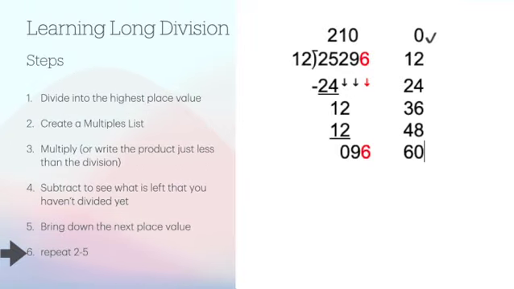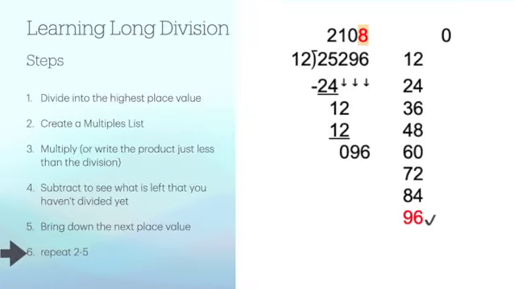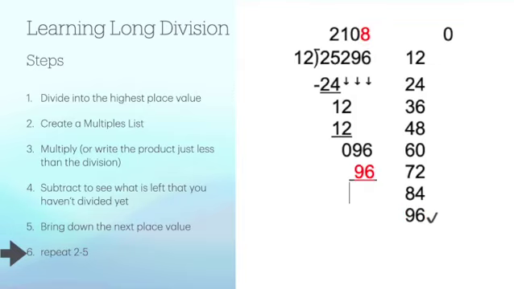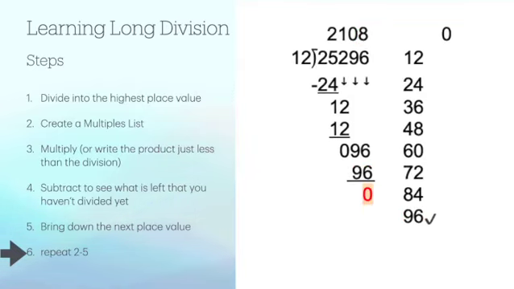Well, my multiples list only goes to 60. So I'm going to need to extend it to 96. And 96 is a multiple of 12. It's 12 times 8. So I put the 8 above the 6. And you can go ahead and multiply through and see that you subtract and you get 0.